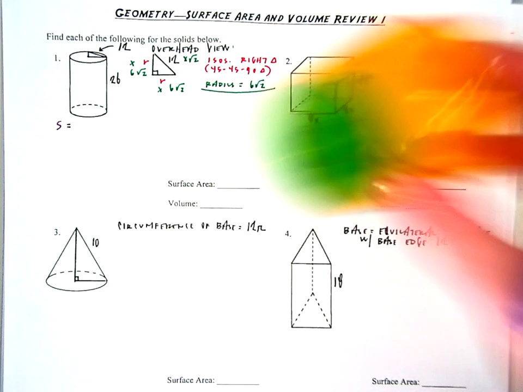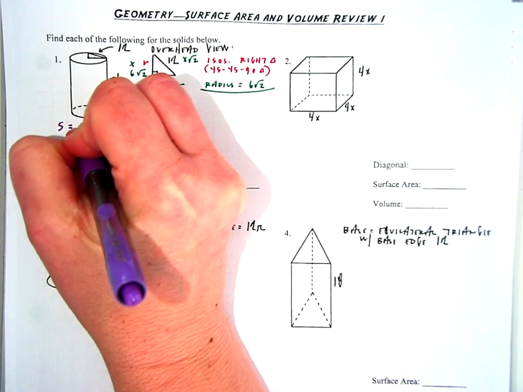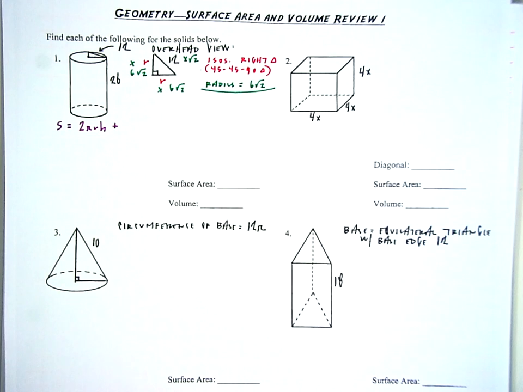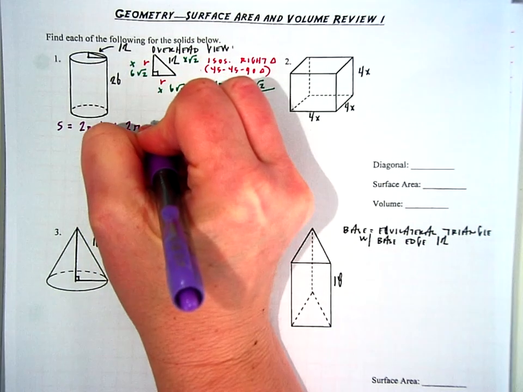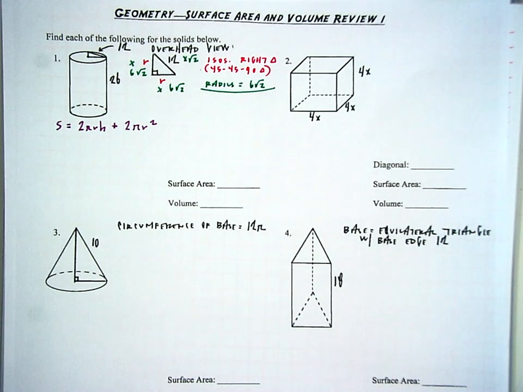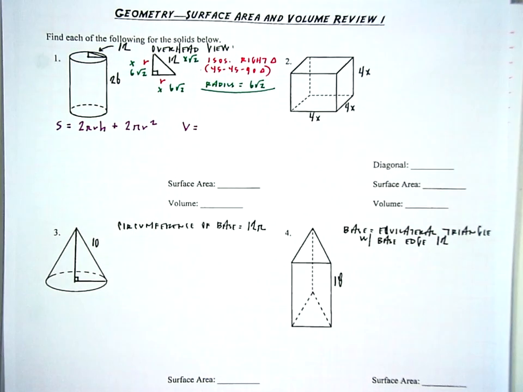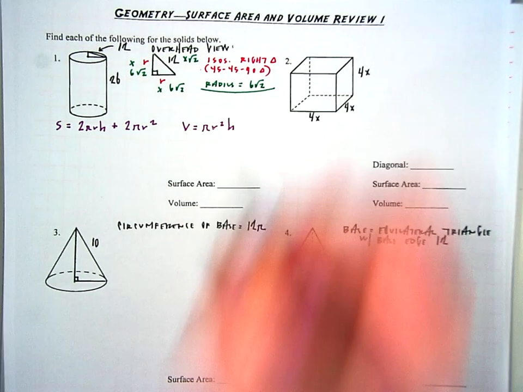We have our two bases. They're both circles. And then we have that curved lateral face, just one of them. So we're looking at the circumference times the height. That's the curved lateral face, the lateral area, plus our two base areas. So 2 pi r squared, both circles. And then we're going to need the volume too. So let me write that out over here. So we know that that's the base area times the height. So the base is a circle, pi r squared, times the height, like that.